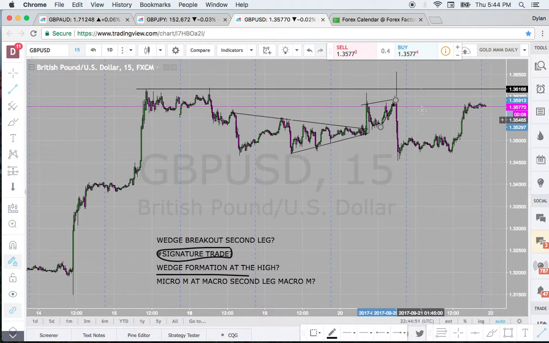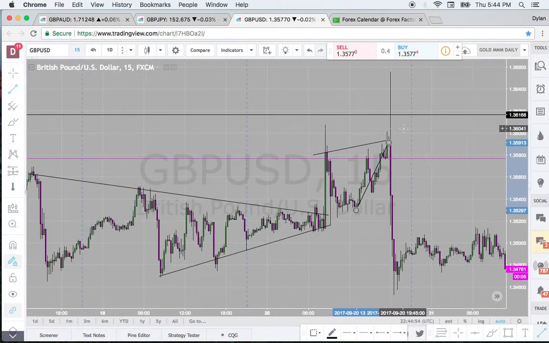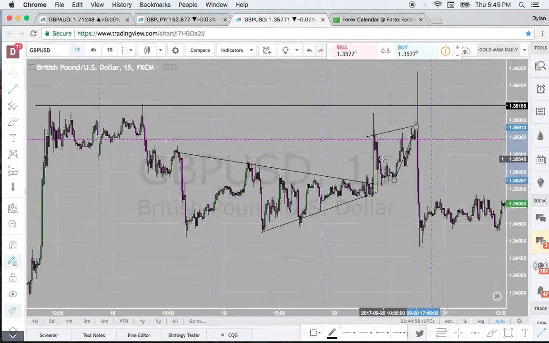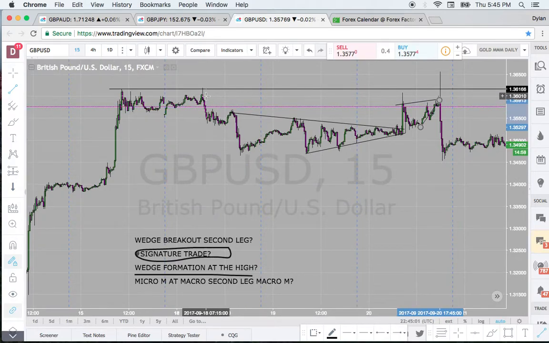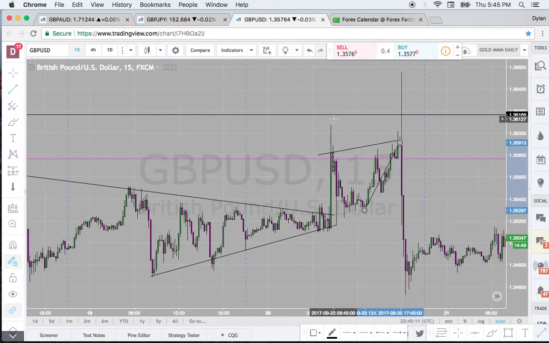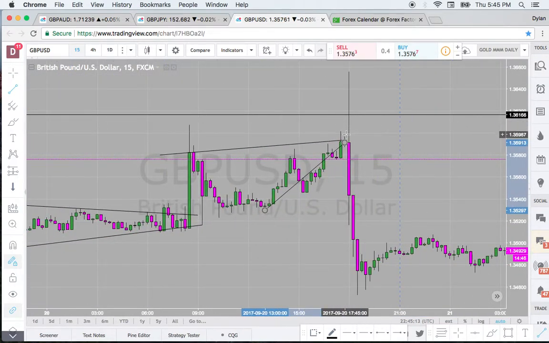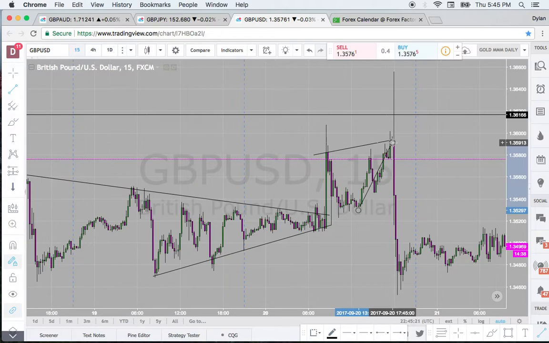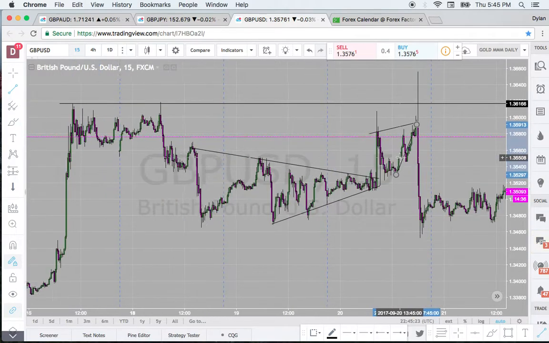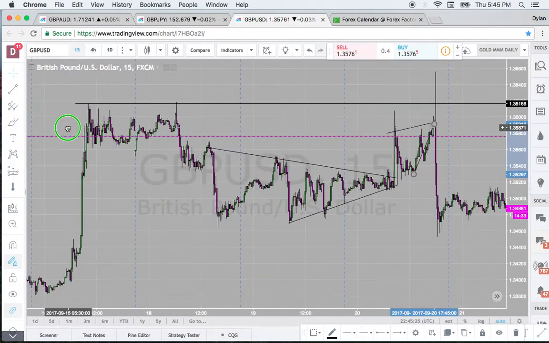Alright, here is the wedge formation that happened basically at the high. I mean, it's at 1.36. The high of the week is 1.3617, so about 15, 17 pips away. Anyway, extremely close to the high. And the stop hunt for the second leg, the stop hunt of the first leg of the macro M.